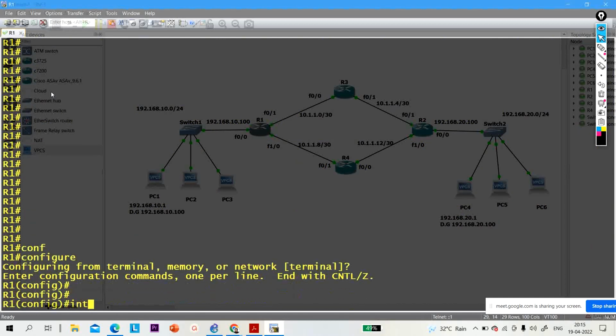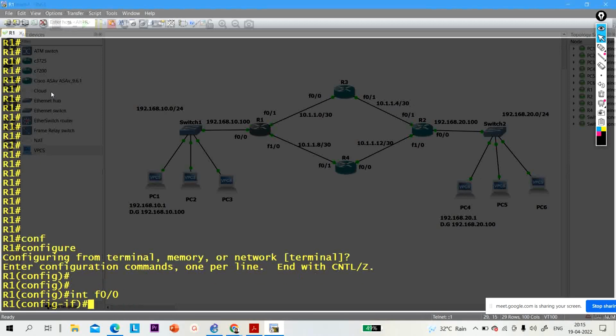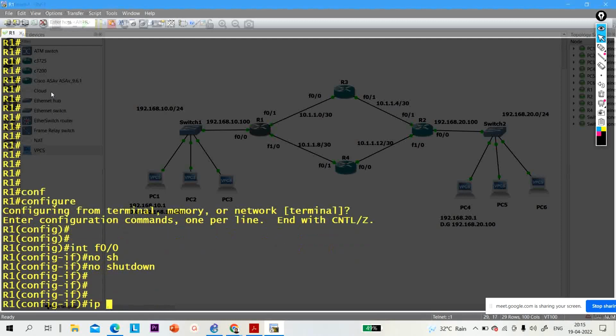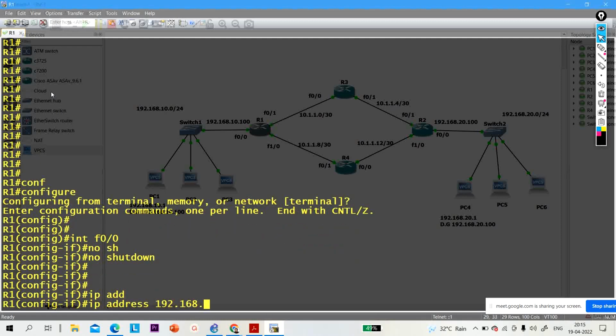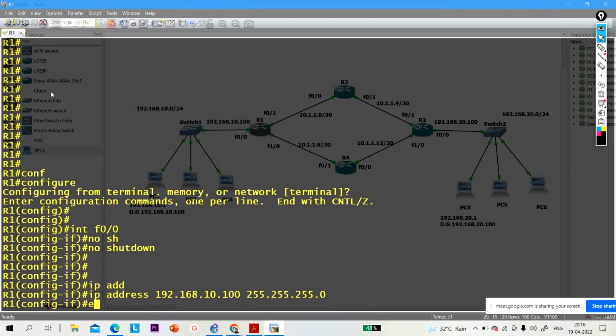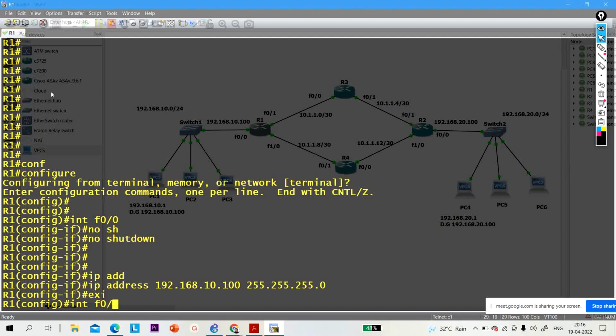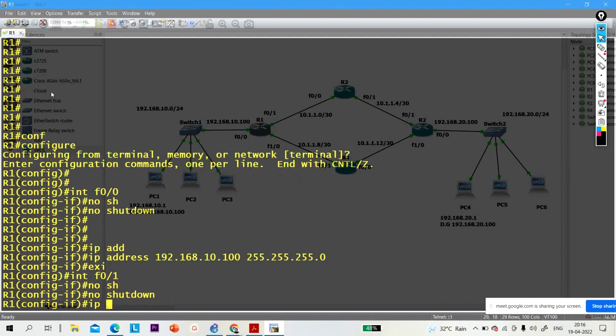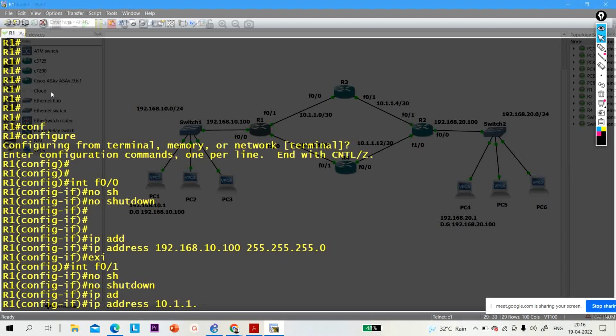Configure terminal, interface FastEthernet 0/0. I will configure 192.168.10.100 on FastEthernet 0/0. This is my LAN interface, right? First thing is no shutdown, and the IP address is 192.168.10.100, subnet mask 255.255.255.0. Exit. Interface FastEthernet 0/1, no shutdown, and the IP address is 10.1.1.1, subnet mask 255.255.255.252, because I am using /30. So 1.0 is a different network, 1.4 is different, 1.8 is different, and 1.12 is different, right?